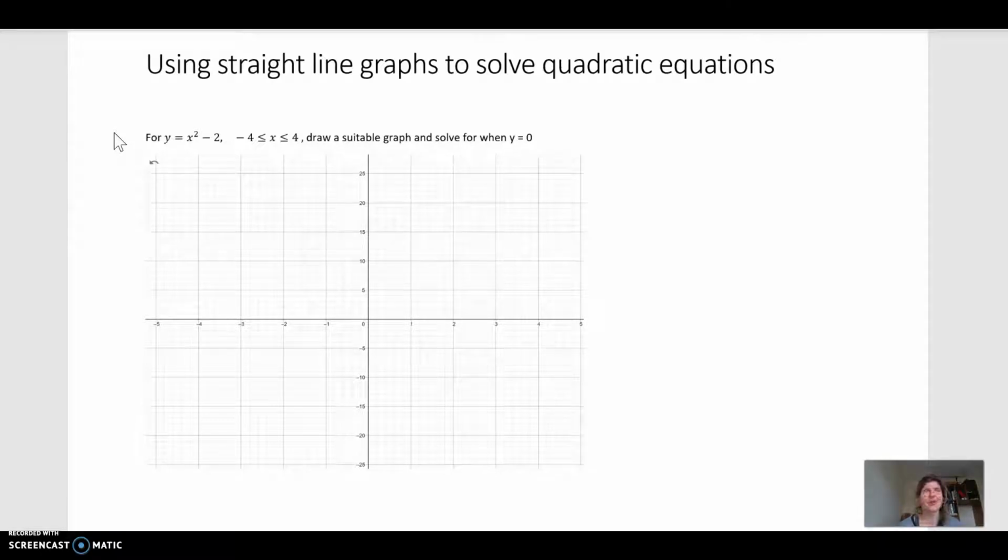But I hope that tomorrow when we move on to looking at cubics or exponentials or other graphs of other equations, then you'll see the relevance of this technique coming in.